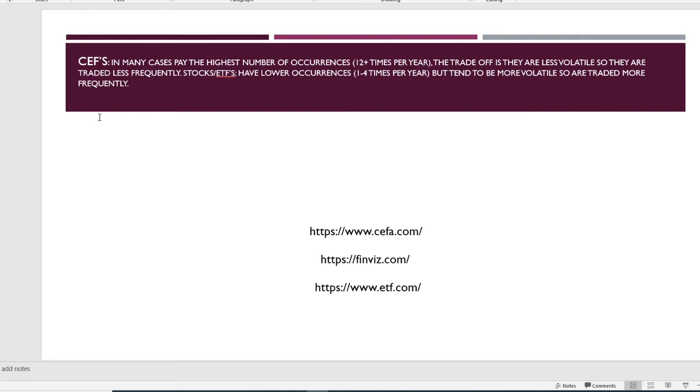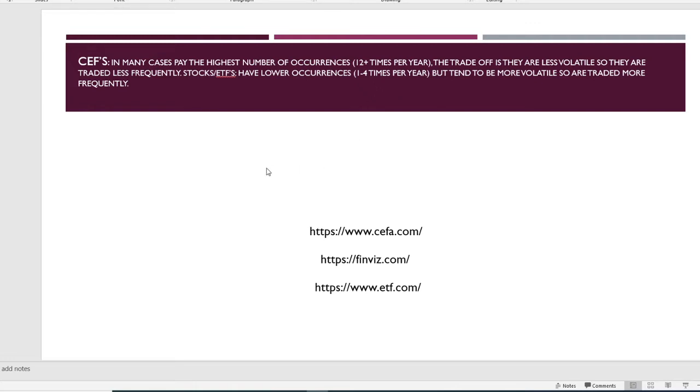CEFs, for example, in many cases, pay the highest number of occurrences, 12 plus times per year. The trade-off is that they are less volatile, so they're traded less frequently. Now, stocks and ETFs, on the other hand, have lower occurrences, 1 to 4 times per year. You can have annual, semi-annual, and quarterly, but they tend to be more volatile, so are traded more frequently. Of course, there are exceptions to these rules.